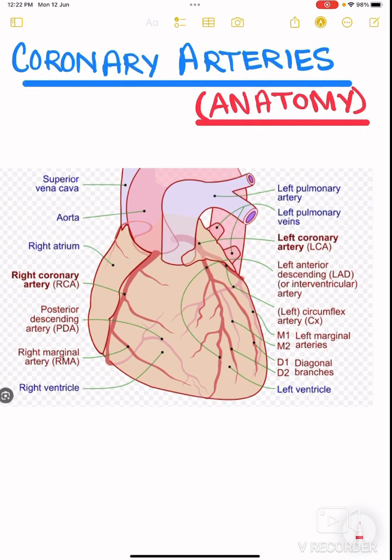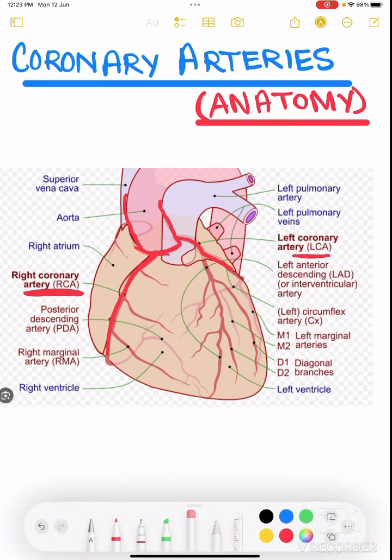Okay, so first of all, this is the aorta. I am marking it in red. This particular thing is the aorta you are seeing over here. And from the base of the aorta, you can see there are two arteries coming out. This particular artery is the right coronary artery, and this particular artery is the left coronary artery.